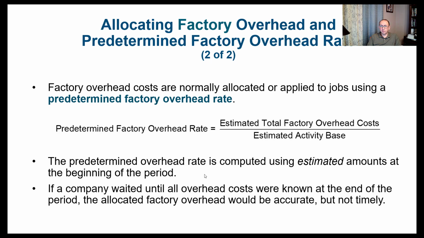So the predetermined overhead rate is computed using estimated amounts at the beginning of the period. If a company waited until all overhead costs were known at the end of the period, the allocated factory overhead would be accurate, but not timely. This is going to be very late. And that's why we have to do these kinds of estimates.